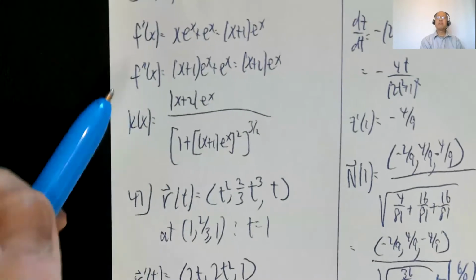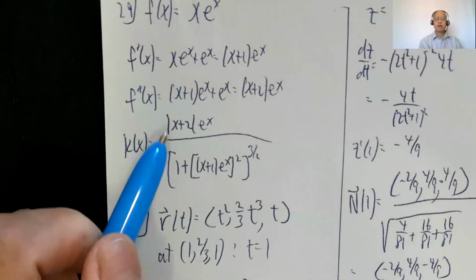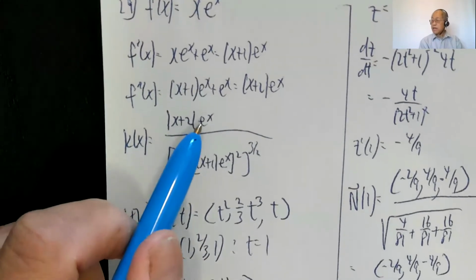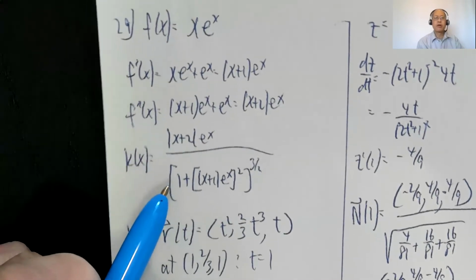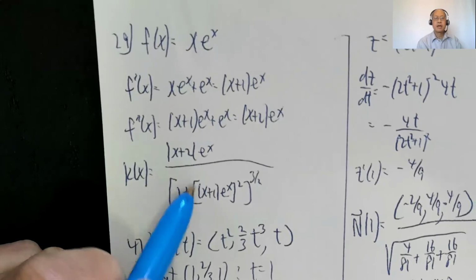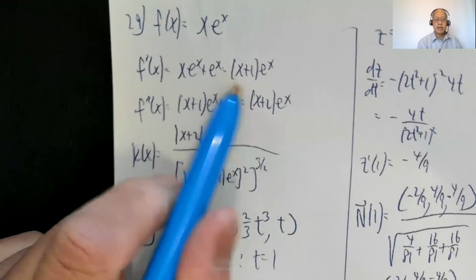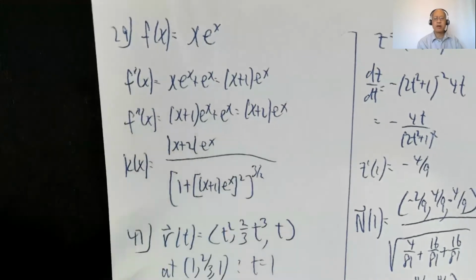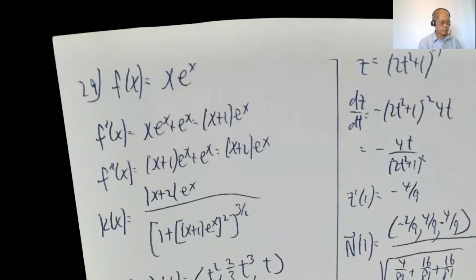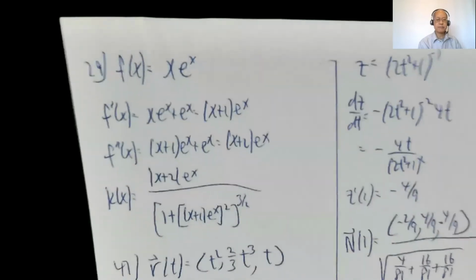So kappa is the magnitude of the second derivative, which is the absolute value of x plus 2, e to the x. e to the x is always positive, so I can just write it like that. Over 1 plus, okay, it's a little bit tricky, 1 plus this thing squared, ((x plus 1) e to the x) squared, all to the 3/2 power. Okay, and you just leave it like that.